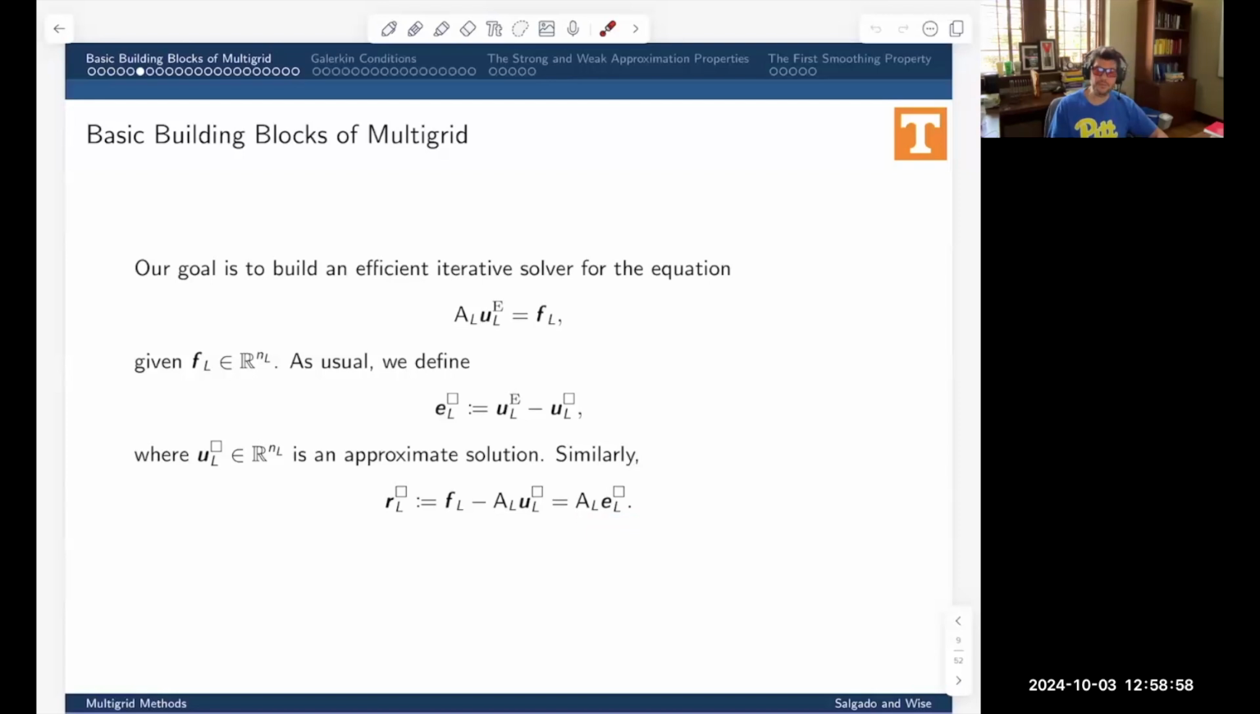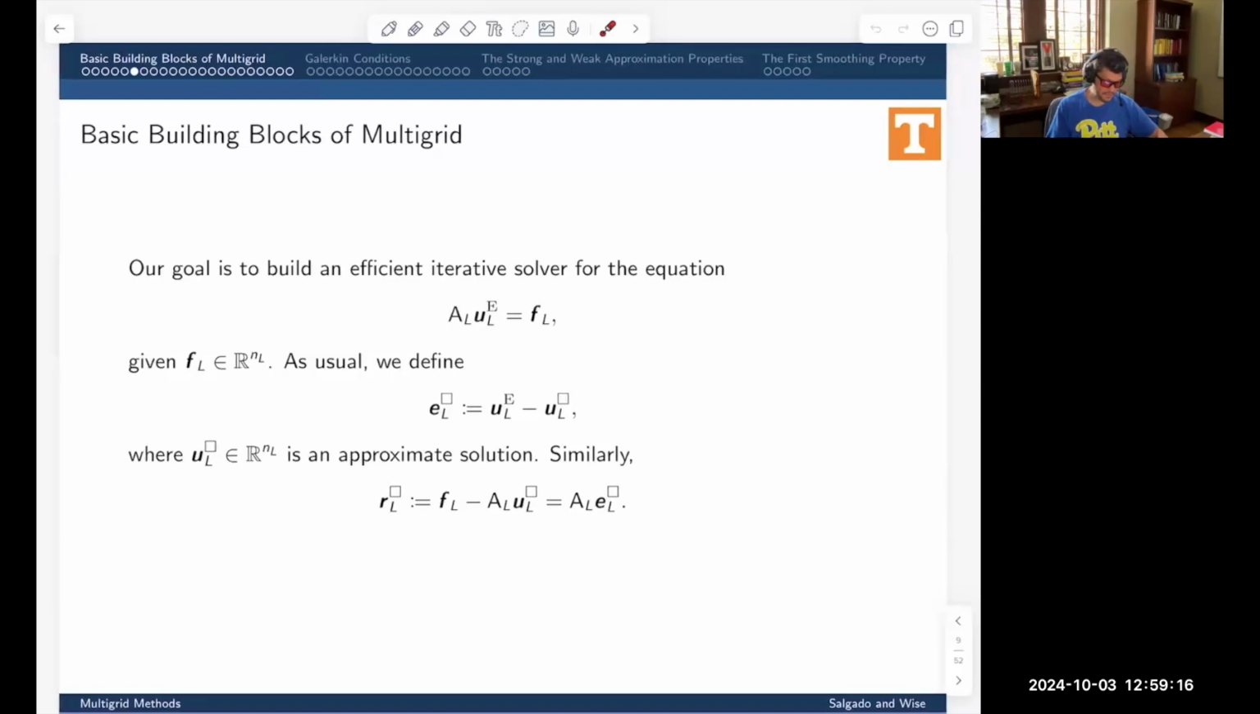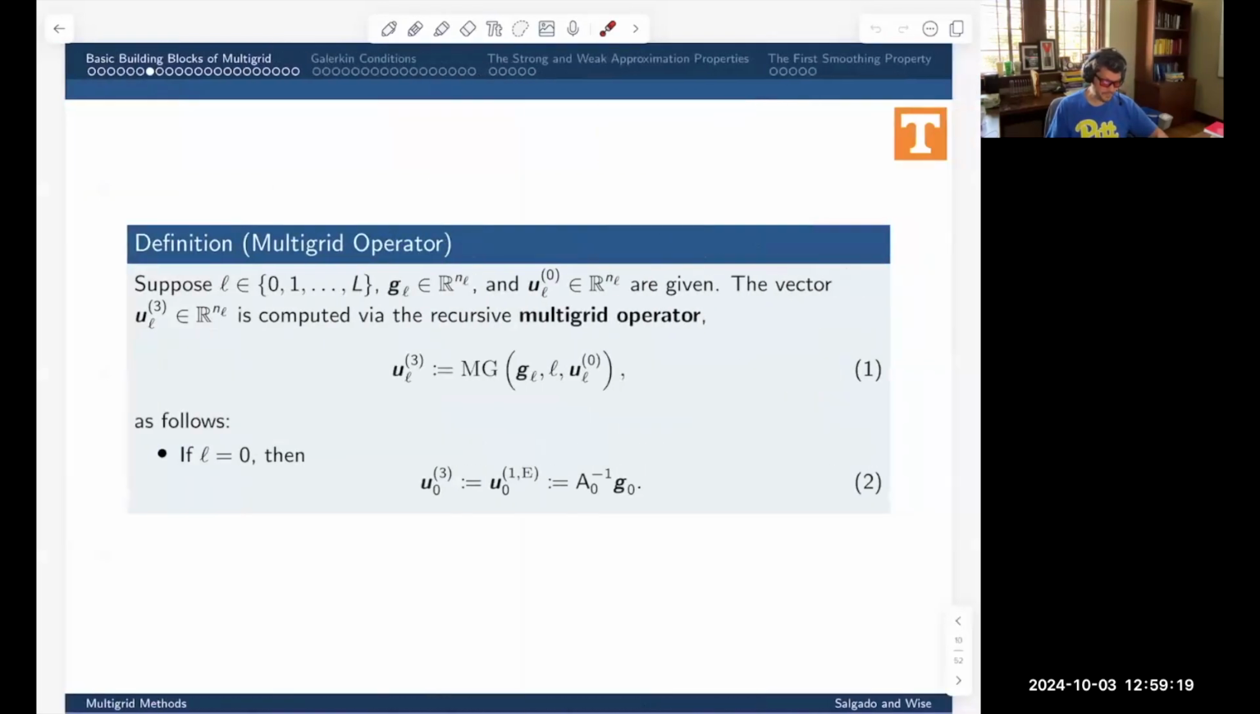A_L e_L equals r_L. The box just means that I can put anything up above there. So I might be interested in the residual after, for example, m steps of the multigrid algorithm, or I might just be interested in the error generated at a substep. So the box can contain various superscripts. Last time we defined this multigrid algorithm, but only in the sense of naming its parts, and now we're going to get into everything in full detail.